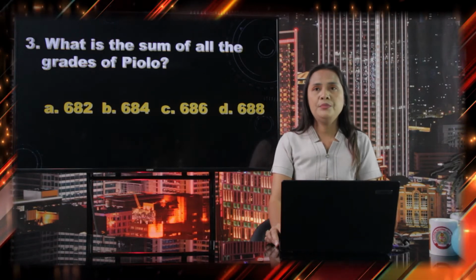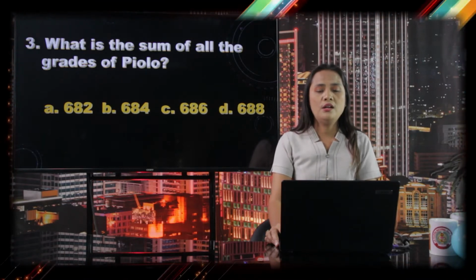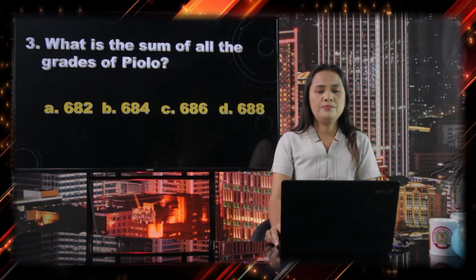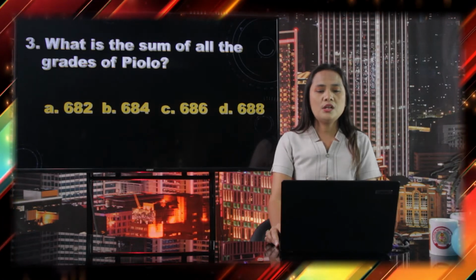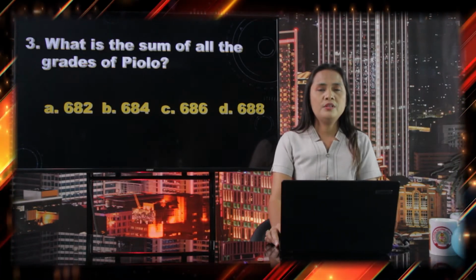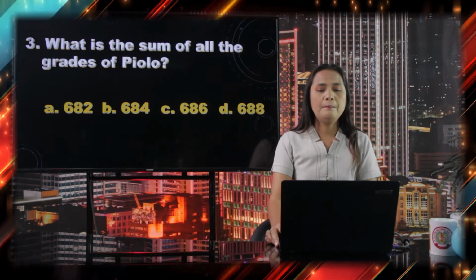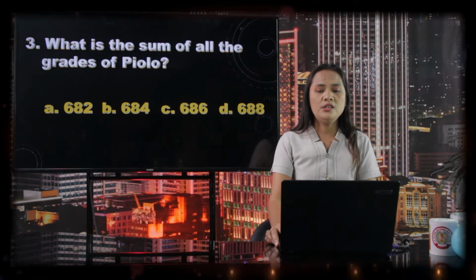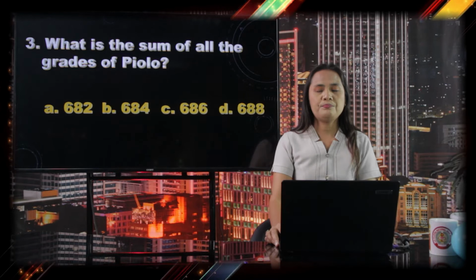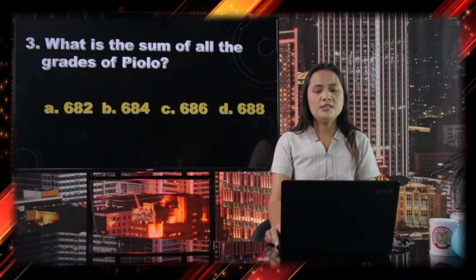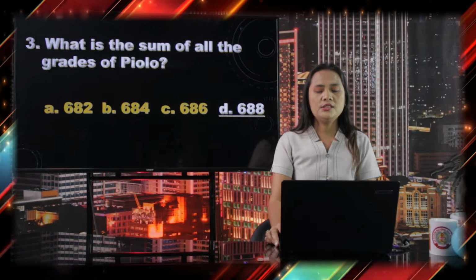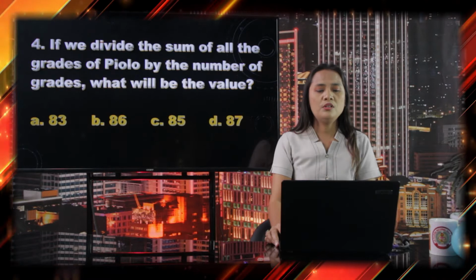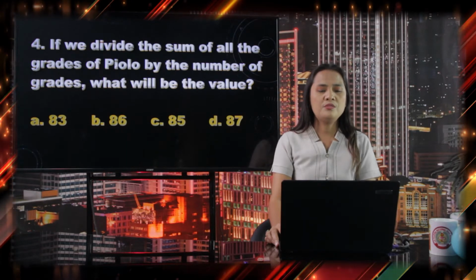Number 3. What is the sum of all the grades of Piolo? A. 682, B. 684, C. 686, or D. 688? The answer is letter D. 688.